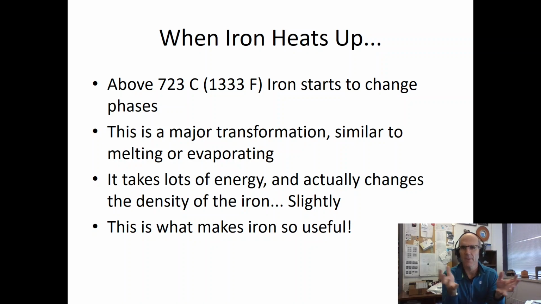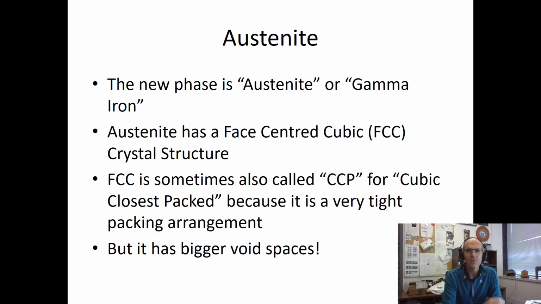Melting and evaporating are just phase changes. When you melt, you're going from a solid to a liquid. When you evaporate, you're going from a liquid to a gas. Those phase changes are a big deal. Going from ferrite to what we're going to tell you is now called austenite, by changing the crystal structure, is also a really big deal. And our ability to do this and control this is what makes iron so useful. This is where all the real hardening happens in steel.